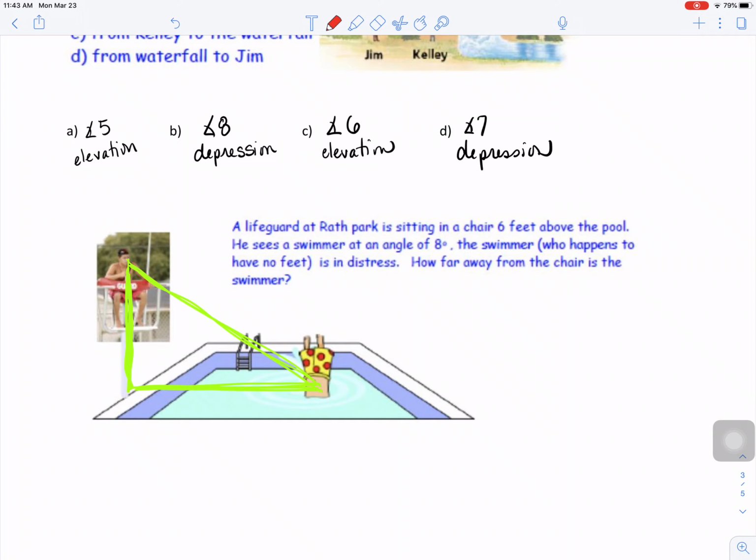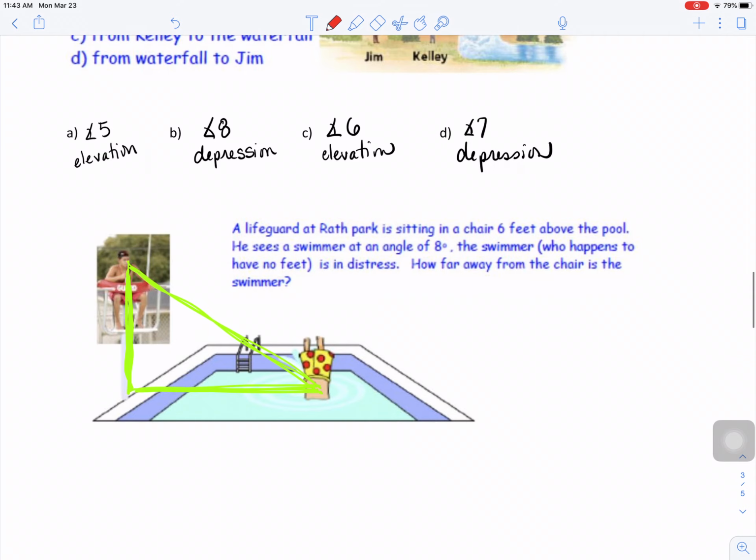So here's a lifeguard at Rath Park sitting in a chair 6 feet above the pool. I've drawn the triangle in for you. You know that question, where is the triangle? I'm drawing it for you. Okay, so he's 6 feet above the pool. He sees a swimmer at an angle of 8 degrees.